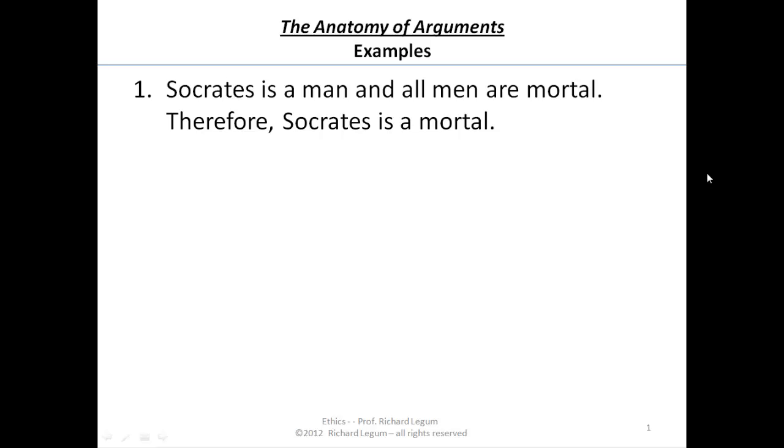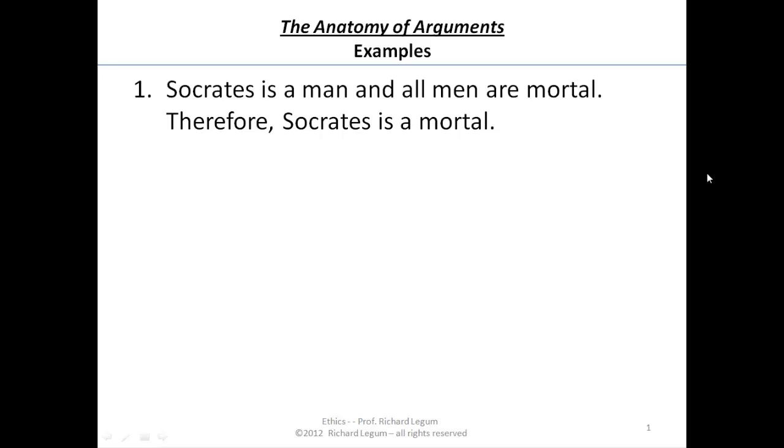Socrates, the father of philosophy. We're using him in this example. Socrates is a man, and all men are mortal. Therefore, Socrates is mortal. Well, stop the recording here. What do you think about that? Sound like a good argument?